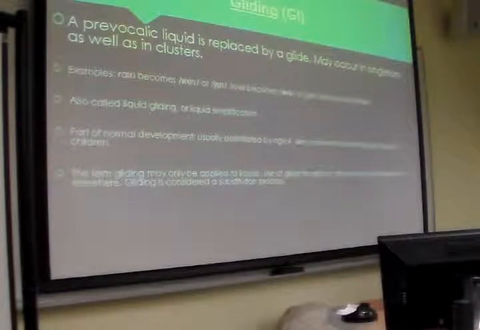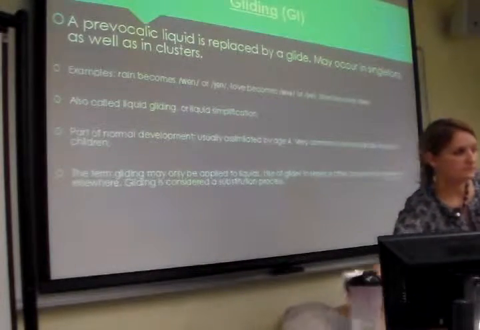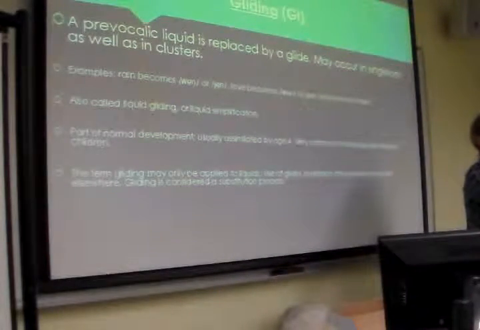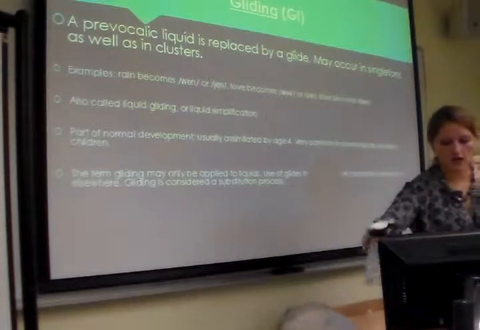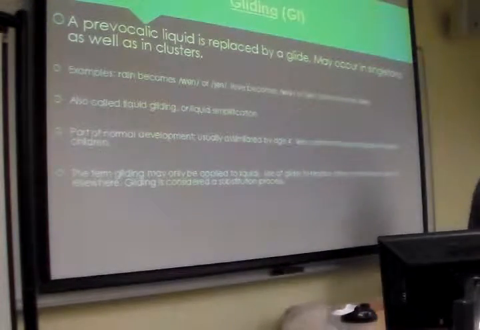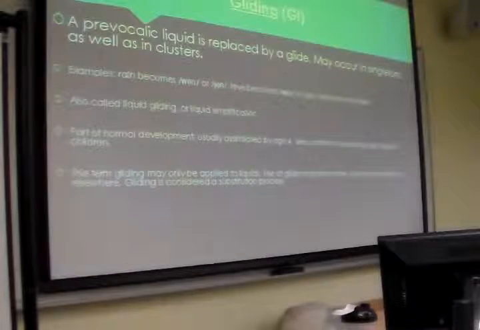Yeah. So since it's defined as prevocalic liquid, would a post-vocalic liquid be abnormal? It's not gliding. No, but we don't call it gliding. Okay. Yeah. So gliding is definitely prevocalic, and it's a liquid being replaced by a glide. So it's not the case that if another class of phonemes is replaced by a glide, that it's gliding. This is only liquids replaced by glides. Not stops, not fricatives, just liquids.